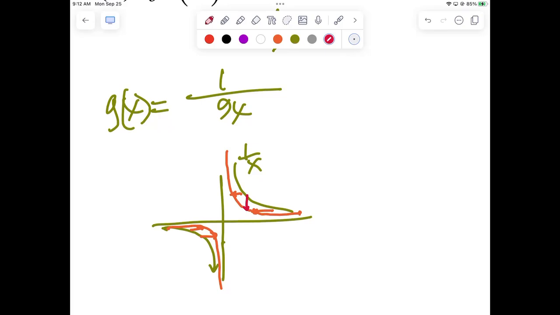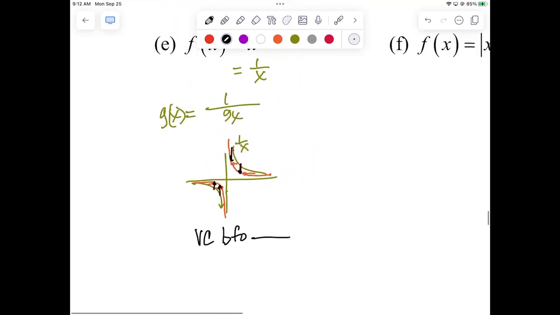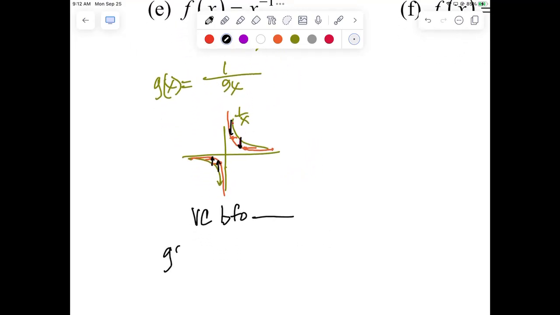I need to bring it down, don't I? I need to compress it by some amount. Yeah, I need to compress this thing. So this is going to be some kind of vertical compression by a factor of what? The question is by a factor of, how do we figure it out? Well, we do the math.